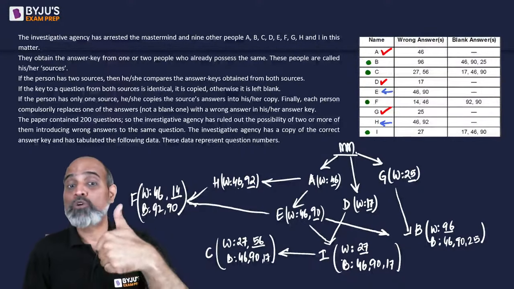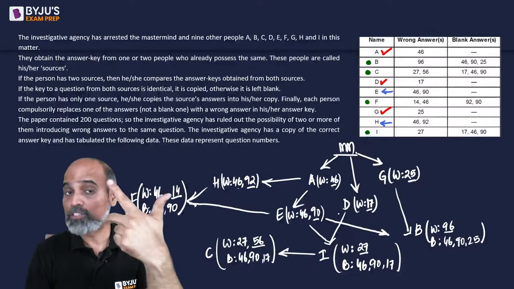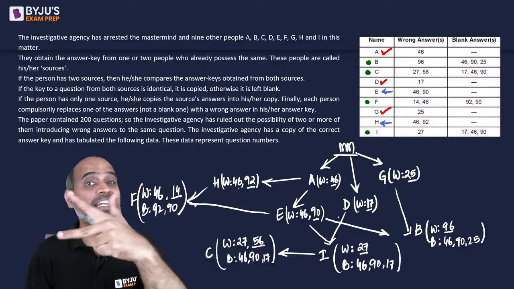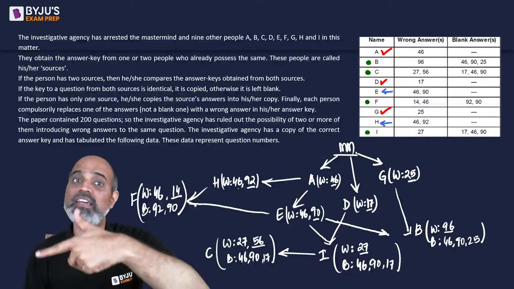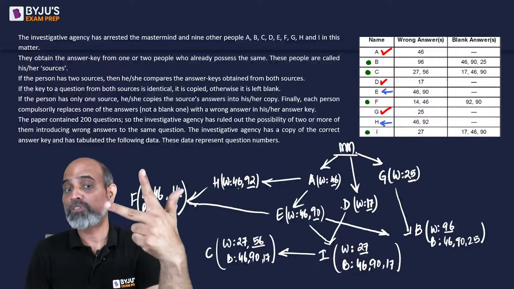Now, to reach I, we need to have E and D. These are two more people, because without E and D, I will not make the answer key, and until I makes the answer key, C will not make it. So 3 people so far.